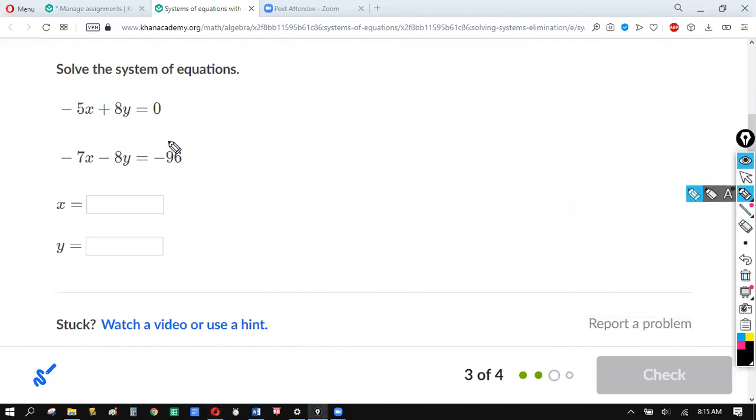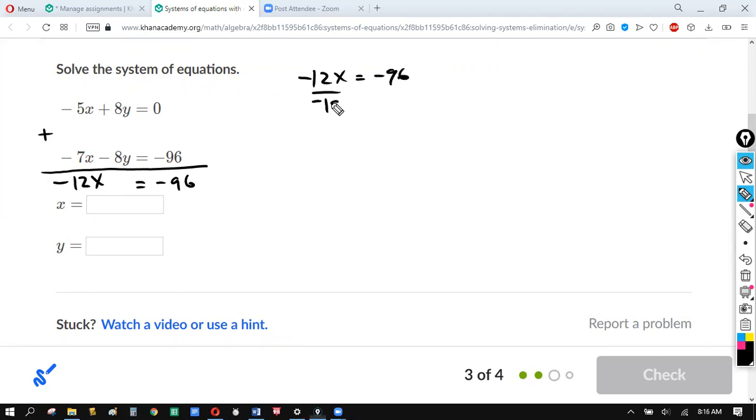All right. Again, easy one. We have a positive 8y and negative 8y. Okay, so we can just add these equations to each other to make the 8y's drop out. So if I just add these together, negative 5x plus negative 7x is going to be negative 12x. 8y plus negative 8y is just 0. And 0 plus negative 96 is negative 96. Okay, negative 12x equals negative 96.